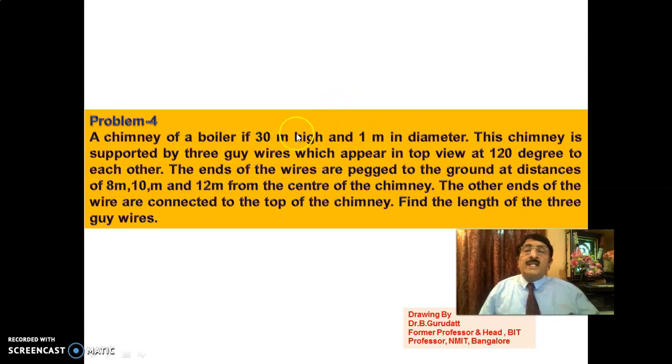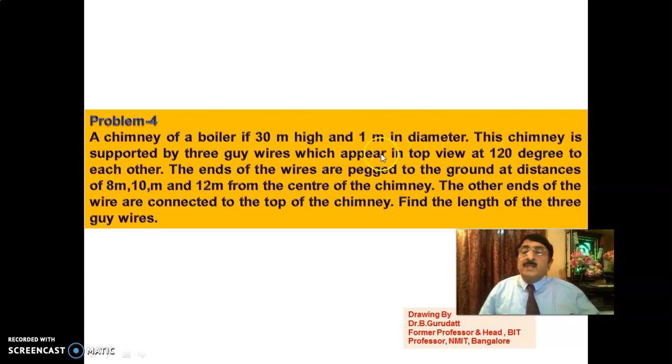Through the chimney, hot gases escape to the atmosphere. Whatever gases develop in the industry get sucked and sent through the chimney, and it goes to the atmosphere. This 30 meters height and 1 meter diameter means you have to show the 30 meters in the front view and 1 meter in the top view.